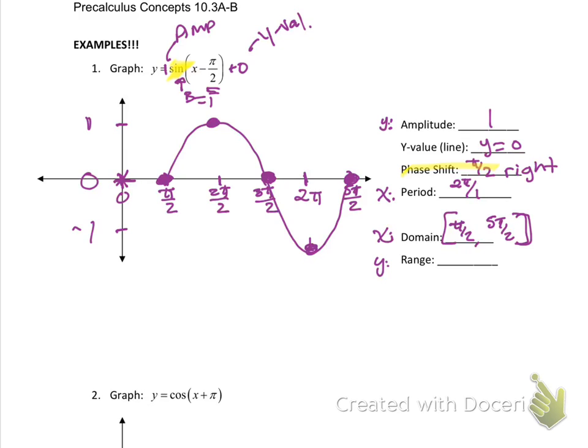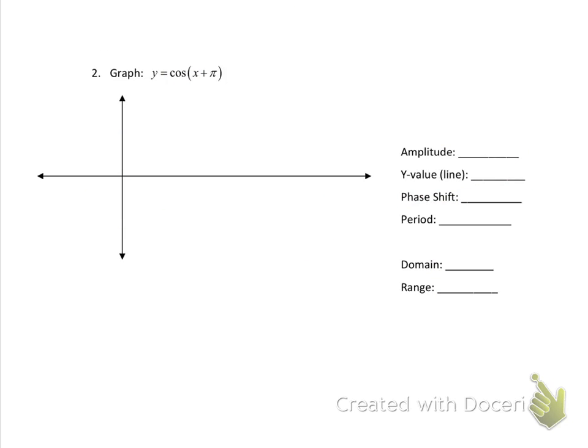Okay, range, how low did it go? Negative 1. How high did it go? Positive 1. All right? This is a lot for one problem. So pause it, rewatch it, whatever you need to do. I will do the next one.